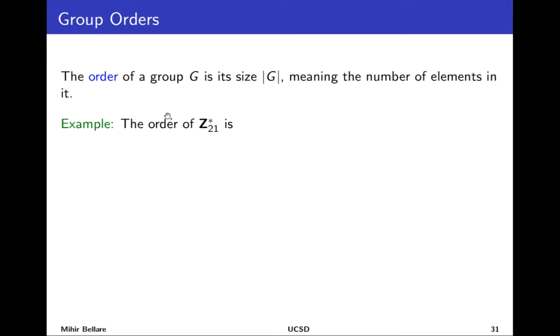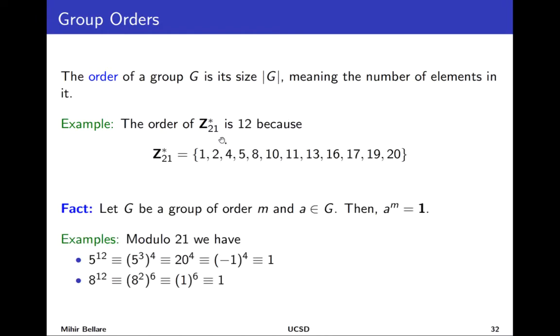So for example, we might say, what is the order of Z star 21? We know that this is a group by our general facts, but how many points are in it? So that's not so easy to figure out because this set is somewhat complicated. It's all numbers between 0 and 20 that have no common divisor with 21. But we can take a brute force approach. We just figure out what the set is.